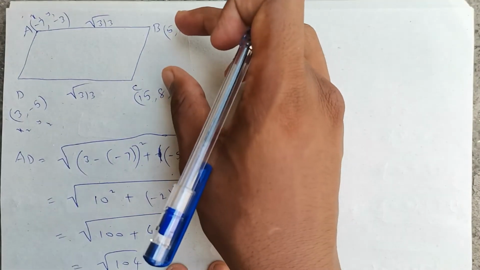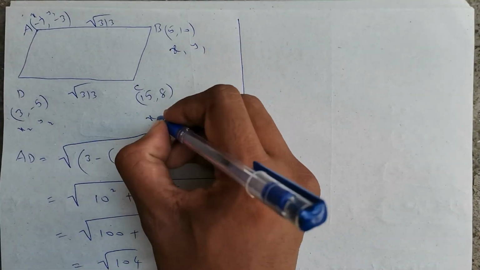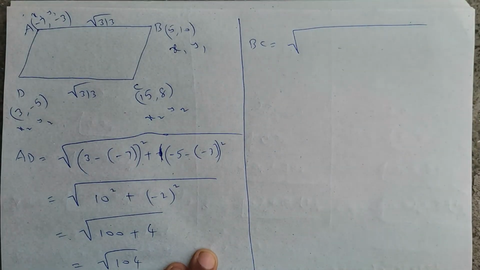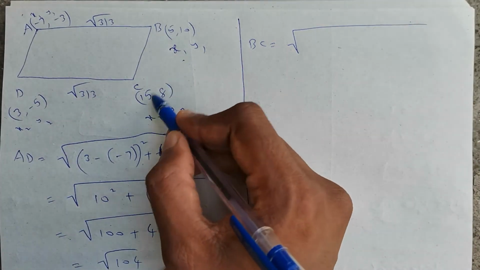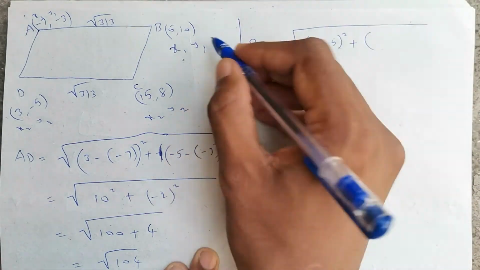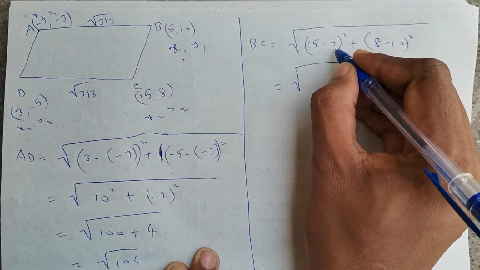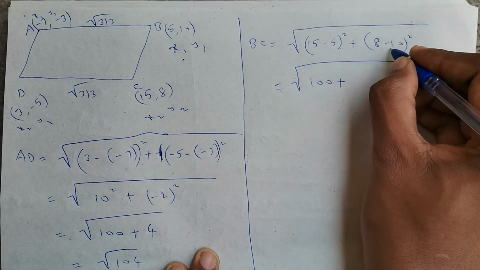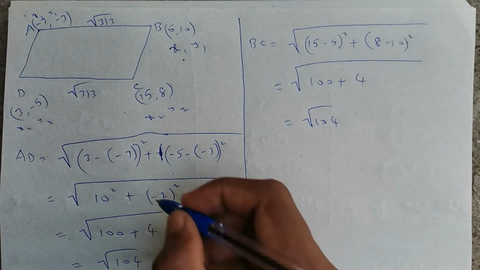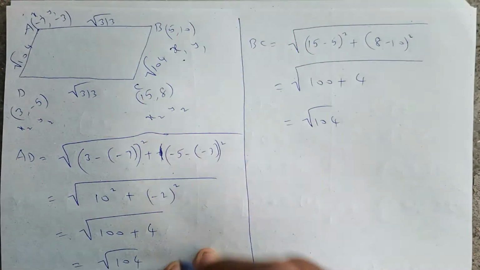Next, the same way I'll find the BC distance also. So this I will take as x1 y1 and this as x2 y2. So BC is equal to under root x2 minus x1, 15 minus 5 whole square plus y2 minus y1, 8 minus 10 whole square, which is equal to under root 10 square 100 plus minus 2 whole square 4, which is equal to under root 104. So here AD distance we got as root 104 and BC distance also we got as root 104.